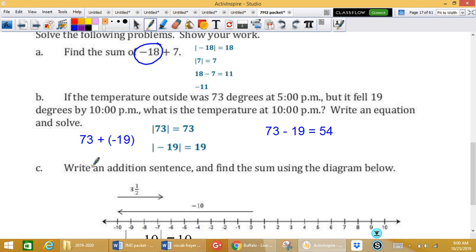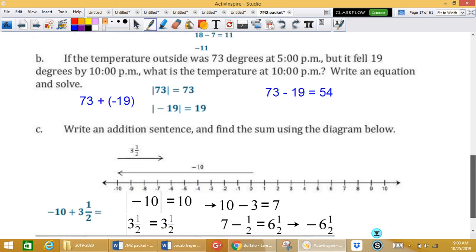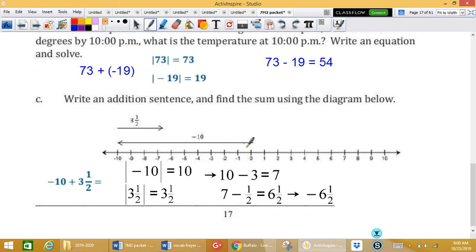Write an addition sentence finding the sum using the diagram below. So I start at 0, go back 10, and then up 3 1/2. So negative 10 plus 3 1/2, find the absolute values. I'm going to subtract them. So 10 minus 3 is 7, but then 7 minus the other half is 6 1/2. So it's going to be negative 6 1/2.